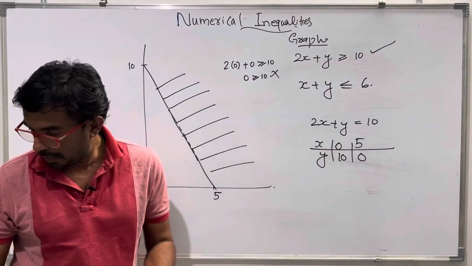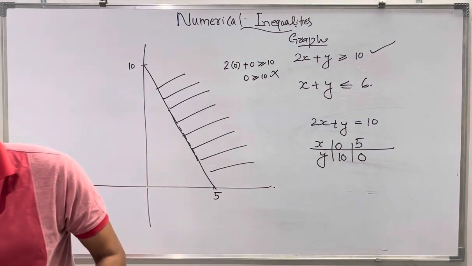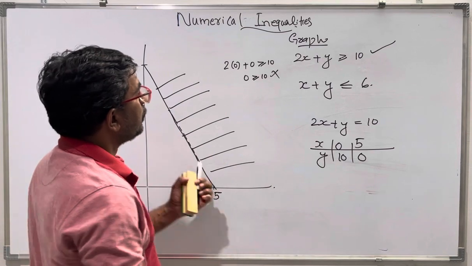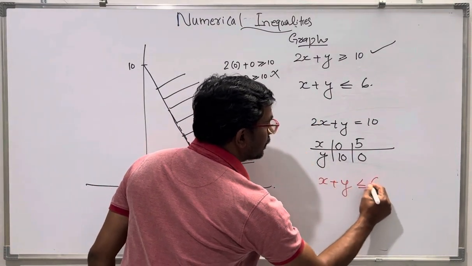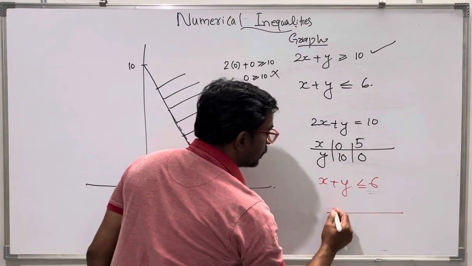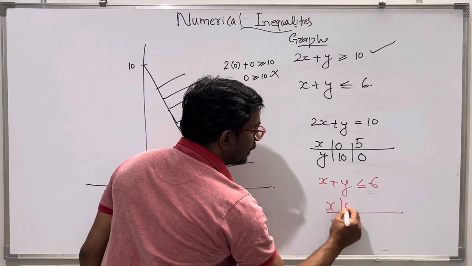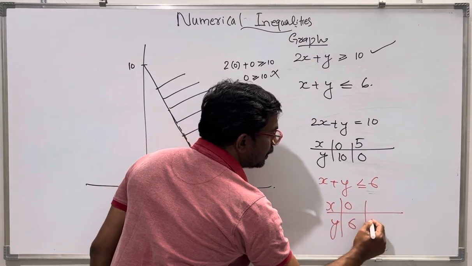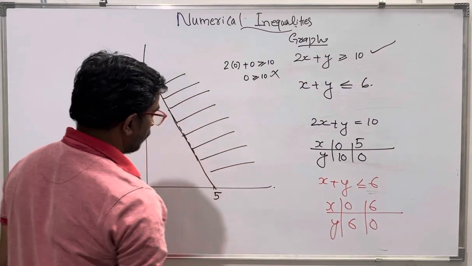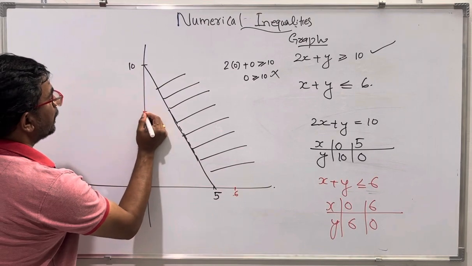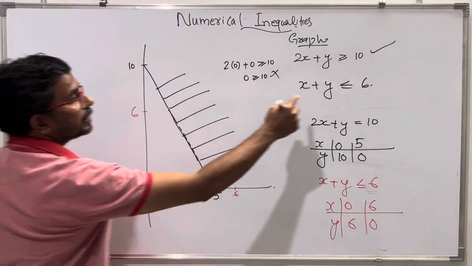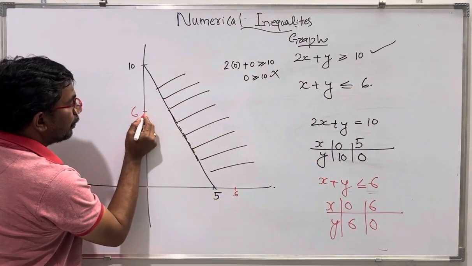Okay, now I will choose the next graph. What is the next graph? This one, x plus y less than or equal to 6. When x is 0, y is 6, and when y is 0, x is 6. So you have 6 here and 6 somewhere here. There is an equal sign, so you draw a full line.